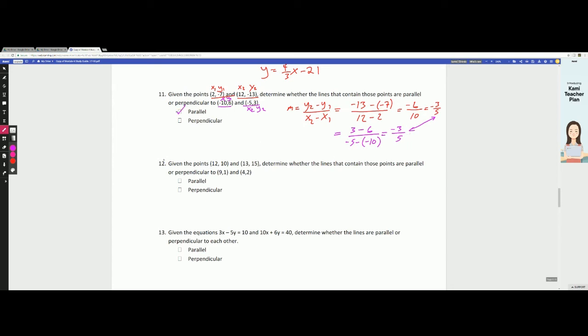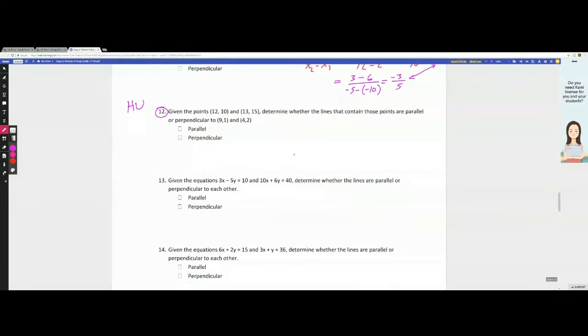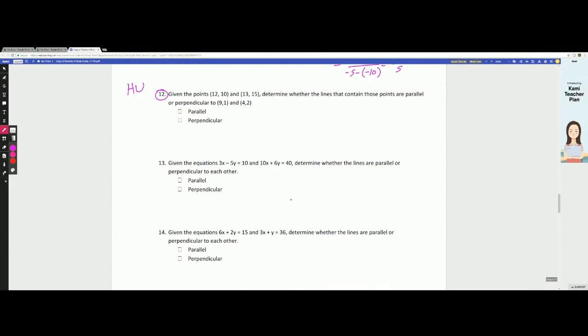All right, do the same thing for homework for number 12. It's just like number 11, but who knows about the answer, okay? Same thing, just use the slope formula from back in algebra. All right, determine whether the lines are parallel or perpendicular to each other.